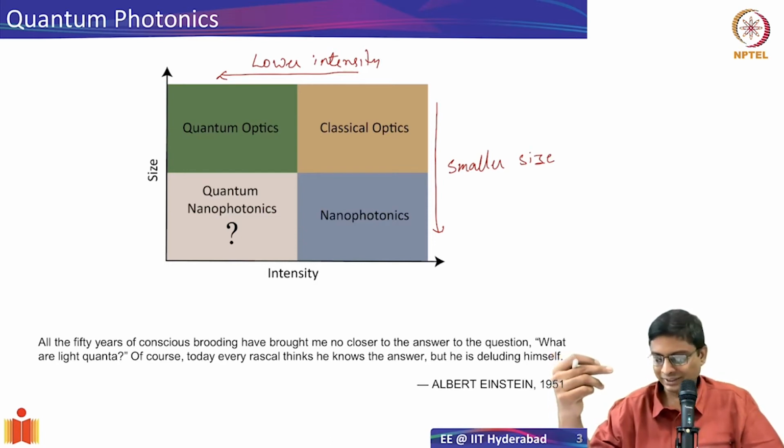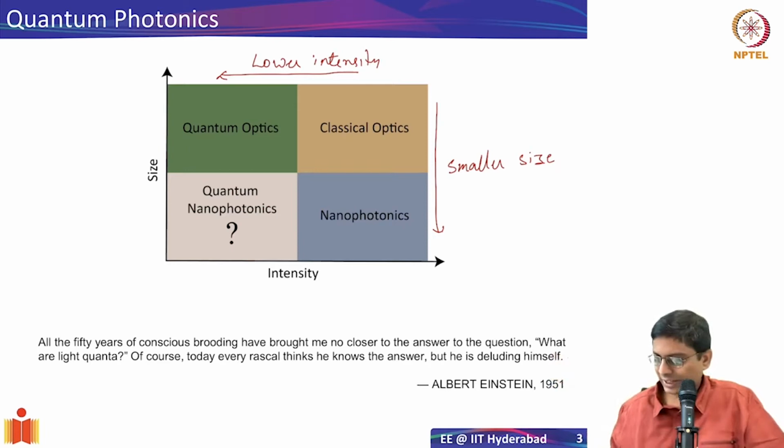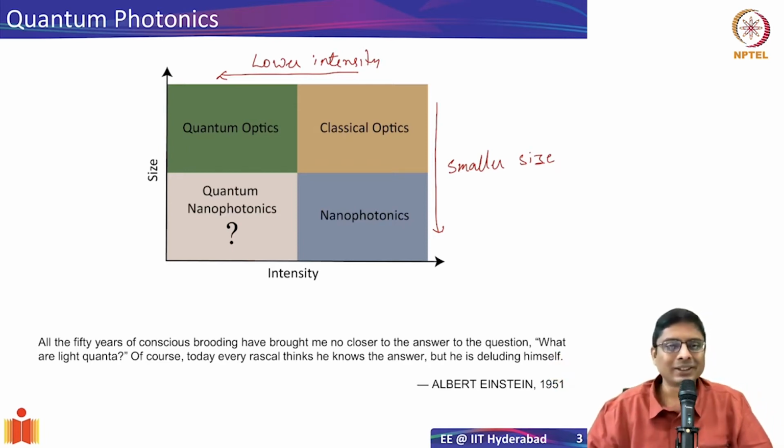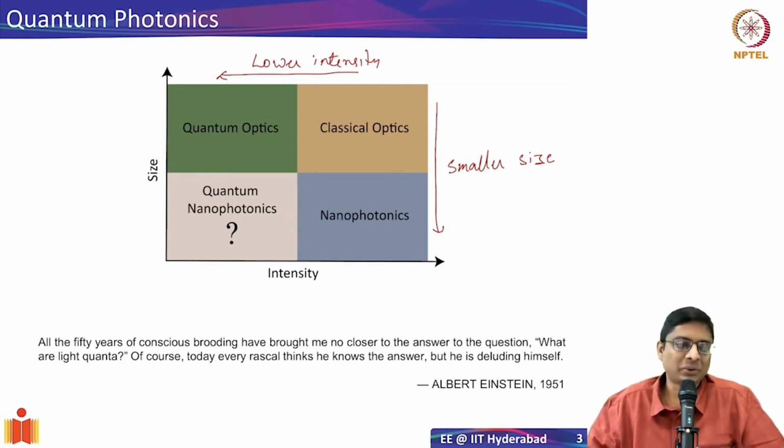My advisor used to have this quote from Einstein. Apparently, towards the end of his life, Einstein said: "All the 50 years of conscious brooding have brought me no closer to answering the question, what is a light quanta? Of course, today every rascal thinks he knows the answer, but he is deluding himself." The idea is that the quantum of light is a very deep one, and we are still understanding it. There are various interesting aspects to it, so we will try to understand some of them in this course. All right.